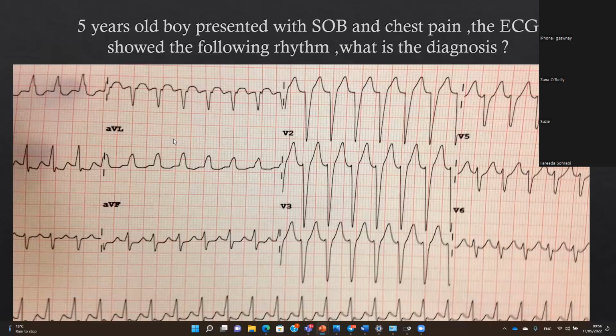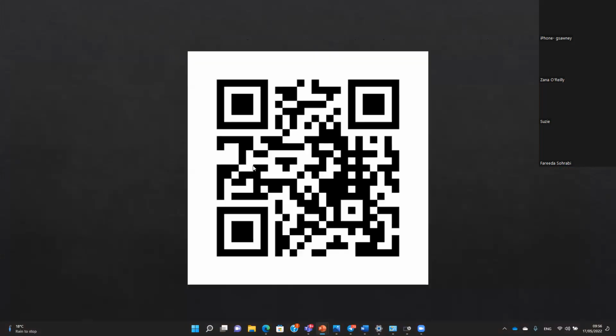This is a new case scenario. We have a 5-year-old presented with shortness of breath and chest pain. The ECG showed the following rhythm. What is your diagnosis here? Please have a look at the 12-lead ECG and then participate with your answer. Can you show the ECG again, please?